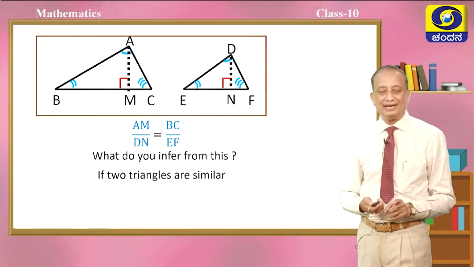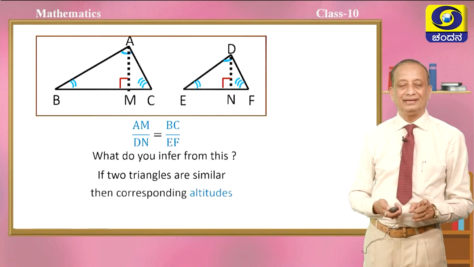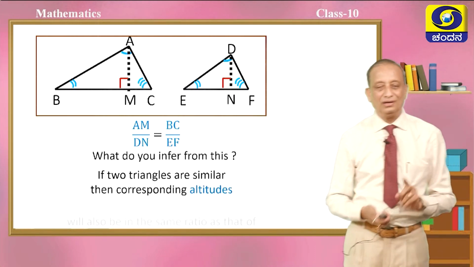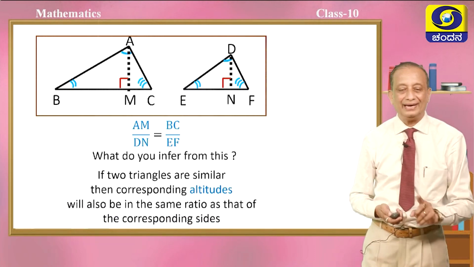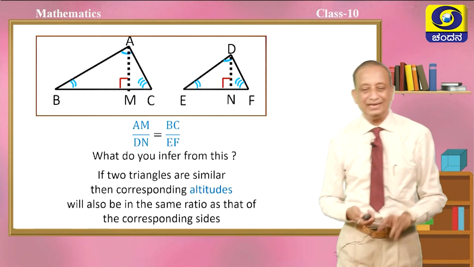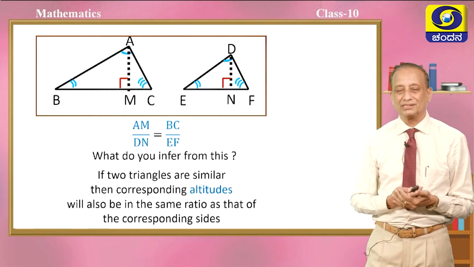So if two triangles are similar, then the corresponding altitudes will also be in the same ratio as that of the corresponding sides. This is what you must understand.